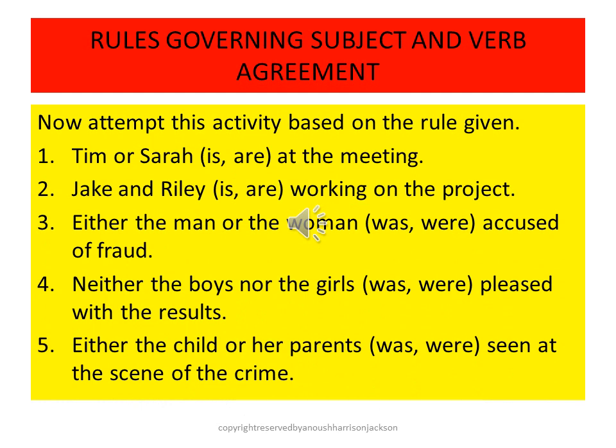Now, let us attempt this activity based on the rule given. Number 1. Tim or Sarah is or are at the meeting. Number 2. Jake and Riley is or are working on the project. Number 3. Either the man or the woman was or were accused of fraud. Number 4. Neither the boys nor the girls was or were pleased with the results. Number 5. Either the child or her parents was or were seen at the scene of the crime.